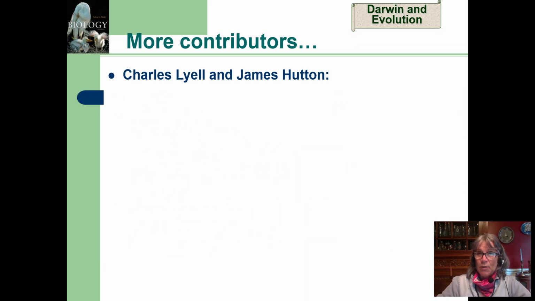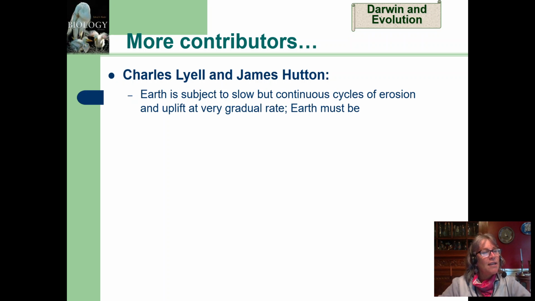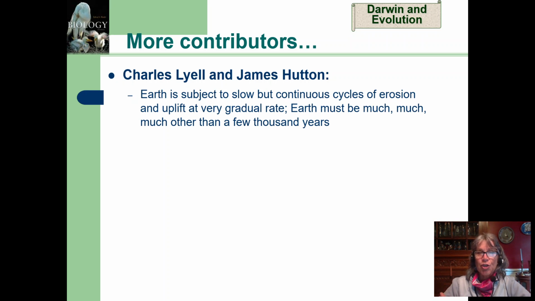So others who came up with some hypotheses and some testable or verifiable observations: Charles Lyell and James Hutton. These again were paleontologists, and looking at those strata, those layers in the earth, they realized that to have so many layers in the earth, to see that rate of sedimentation, the earth is subject to these continuous, ongoing, but very, very slow cycles of erosion and then sedimentation and then uplift. And they just go on very, very gradually, on geological time scales.